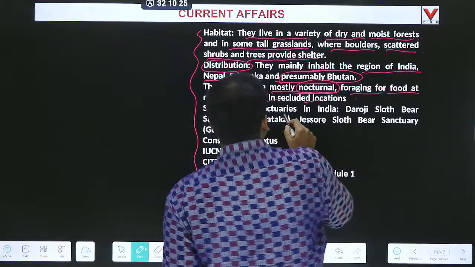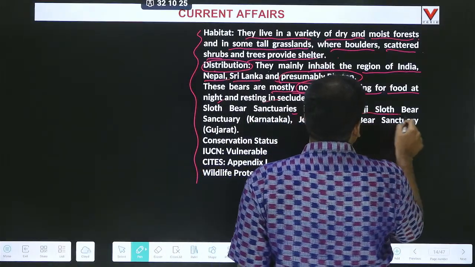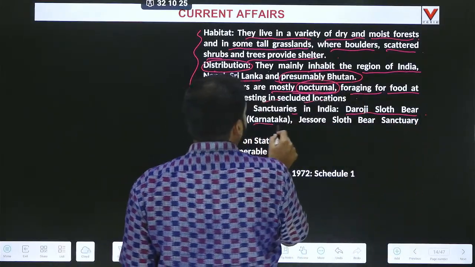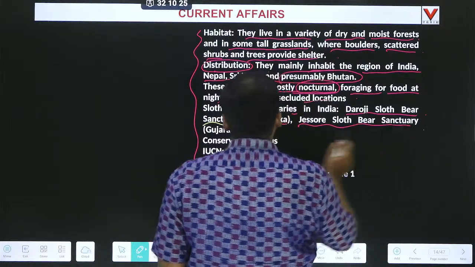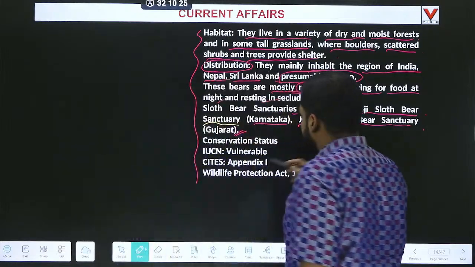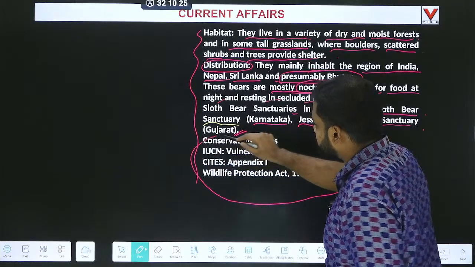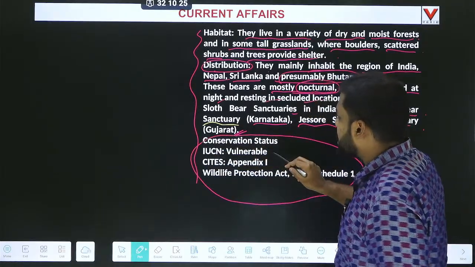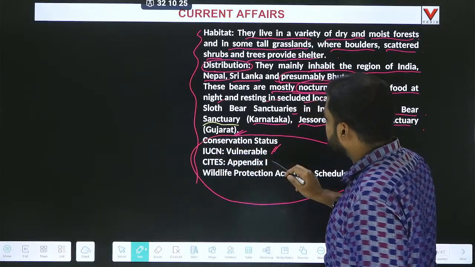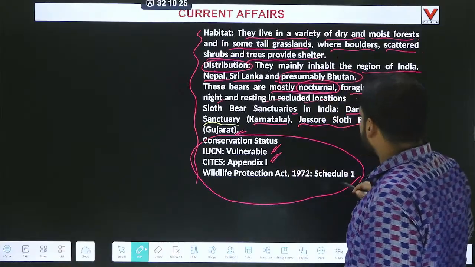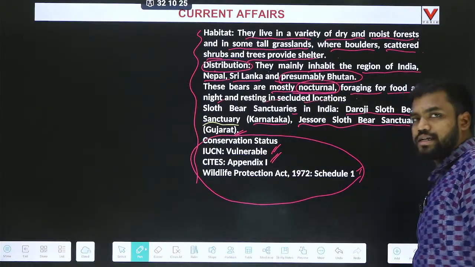Right? Sloth bear sanctuaries in India: Daroji sloth bear sanctuary, that is in Karnataka, and Jessore sloth bear sanctuary, that is in Gujarat. These 3 facts are important for sloth bears, right? Conservation status. IUCN conservation status is vulnerable. Under CITES they come under Appendix 1, and under the Wildlife Protection Act, Schedule 1, right?